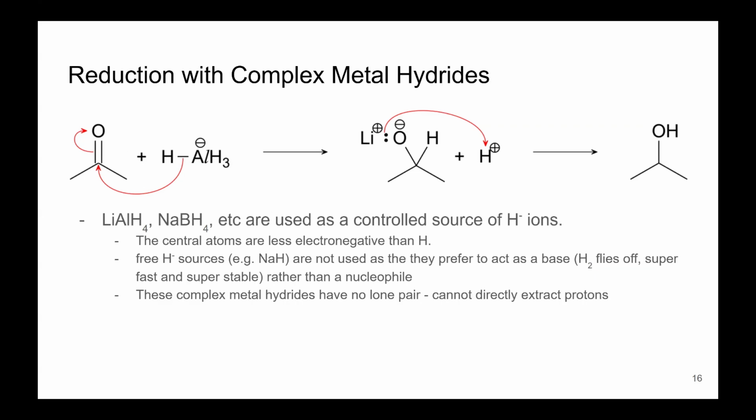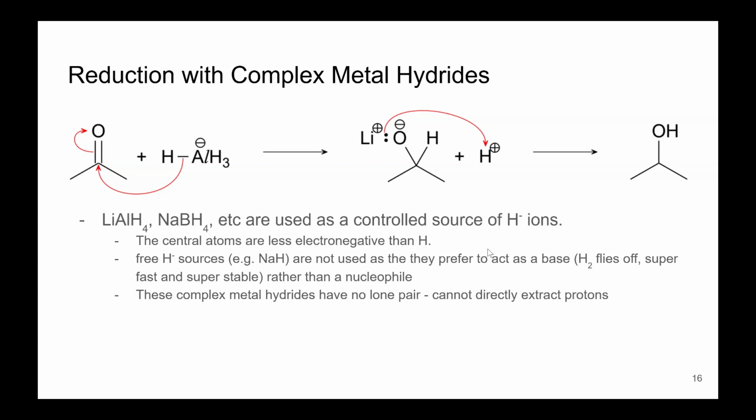So yes, the reason we are using complex metal hydrides is that they have no lone pair. They only have a bond pair. This bond pair cannot just directly extract protons because it is still quite covalent in nature. So it doesn't want to directly extract protons. Rather, it wants to approach the electrophile first before reacting, and then it will form an adduct.